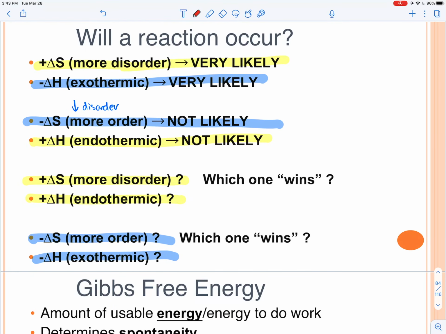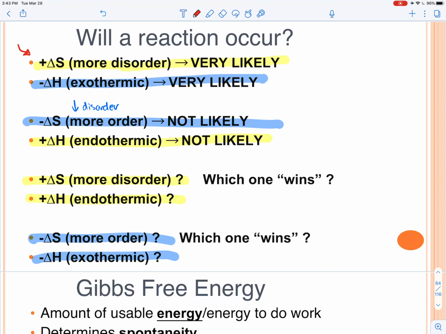We know that an increase in entropy means a reaction is more likely. Similarly, exothermic reactions are also favored, and the opposite would be true too. A decrease in entropy is less likely to occur, as are endothermic reactions. Those are also unfavorable. But what happens when we mix and match these?